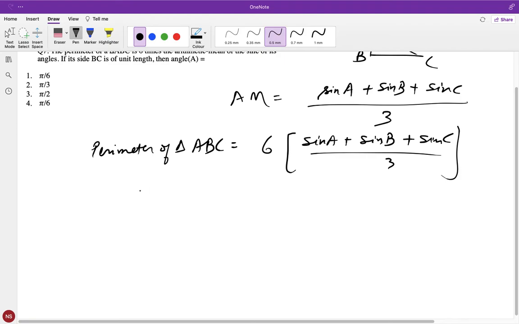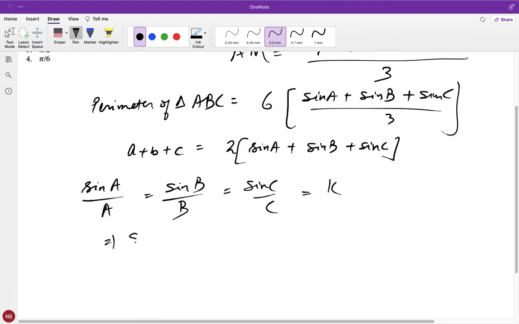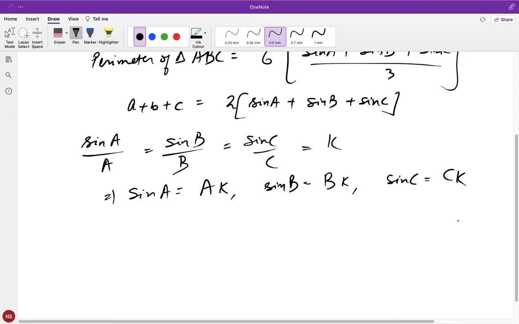Perimeter, we know that perimeter is what? A plus B plus C is 6 into the mean of sine A plus sine B plus sine C. We know that in a triangle, sine A by A equals sine B by B equals sine C by C is equal to a constant K. So I will just use this and write it as sine A equals AK, sine B equals BK, sine C equals CK. K is the constant we don't know.